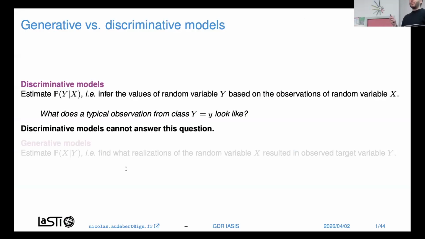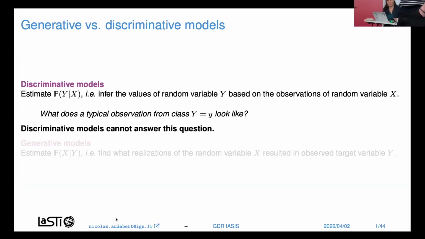Okay, so what I want to talk about today is generative models, and especially why I think generative models are a promising avenue for remote sensing. And the main point that I have to bring up is the difference between generative models and discriminative models.